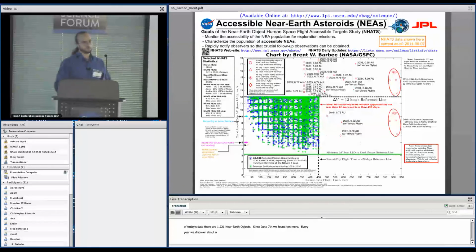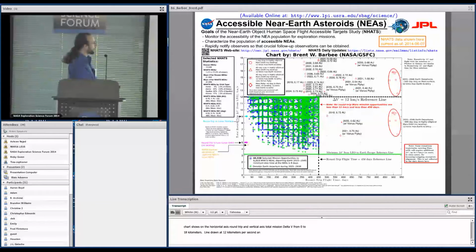This chart here is meant to place the notion of accessible near-Earth asteroids into context. If I tell you that a near-Earth asteroid is accessible, you might ask me, well, what do you mean? Accessible compared to what? So what this chart shows is, on the horizontal axis, round-trip flight time in days from 0 to 950, and on the vertical axis, total mission delta V from 0 up to 18 kilometers per second. There's a line drawn at 12 kilometers per second, and also a vertical line drawn at 450 days round-trip flight time.